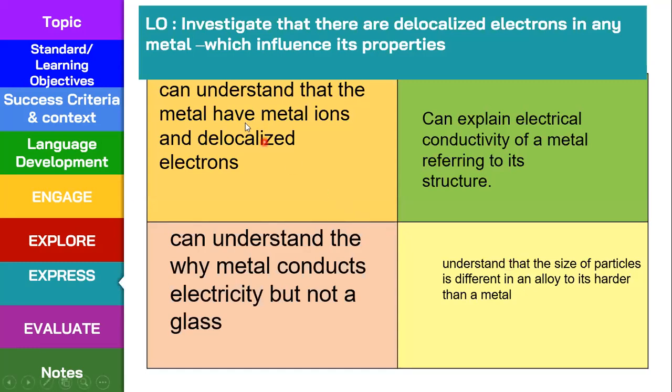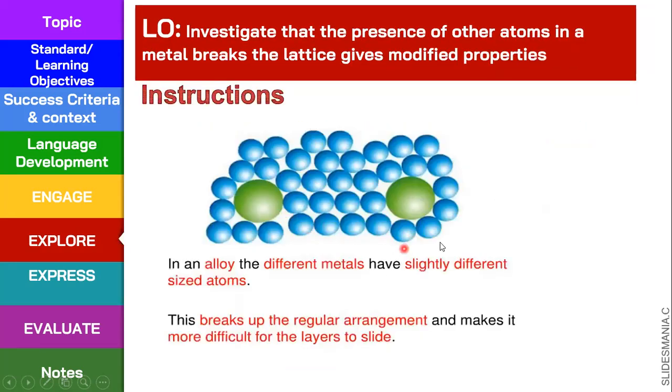Now, after this objective, the students can understand metals have metallic bonding and delocalized electrons, and how the structural arrangement can help us explain electrical conductivity. Metal conducts electricity, but not glass, because glass may not have any moving particles such as delocalized electrons. We can also understand that the size of particles is different in alloys, and that's why alloys are usually harder than pure metals. I hope this diagram simply explains it here in terms of hardness.